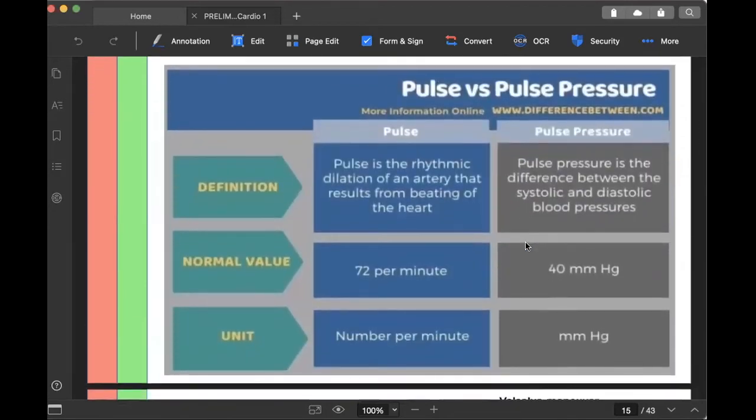How about your pulse versus your pulse pressure? Your pulse is the rhythmic dilation of an artery that results from the beating of the heart, while your pulse pressure is the difference between your systolic and diastolic blood pressure. The normal value for pulse differs depending on the age of the client. For adults, it's like 60 to 90 or 60 to 100, and 120 for newborns and above. But here the normal average for an adult is 72 per minute, while the pulse pressure is 40 on average. The unit is beats per minute for pulse and millimeters of mercury for your pulse pressure.